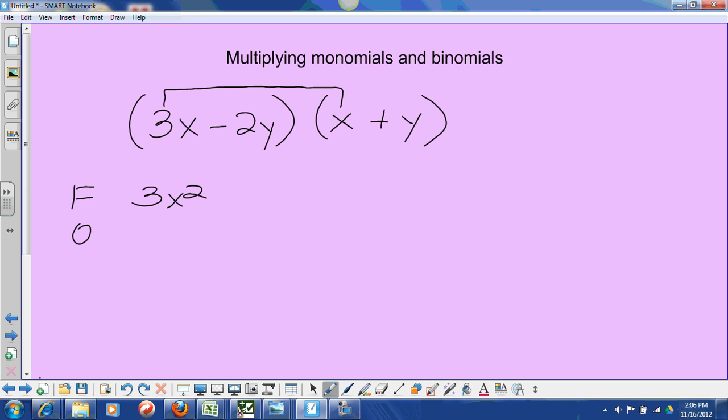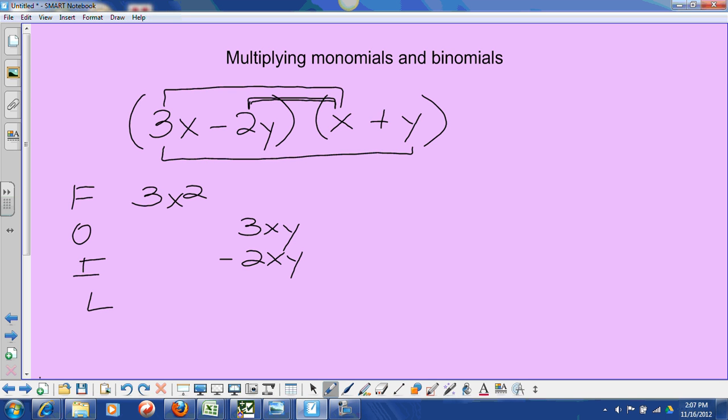Now we go to our outside terms. Okay, so we've got 3x times y, which is 3xy. Our I stands for the inside. So let's go to the inside two terms. And I've got negative 2y times x. If I multiply it, it becomes negative 2xy. And then our last term is negative 2y times y, which is negative 2y squared.